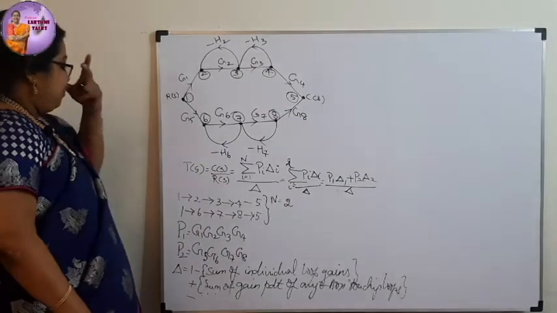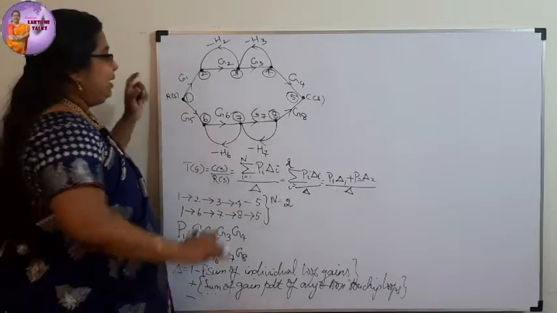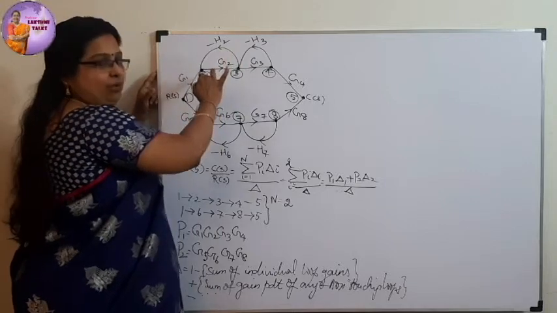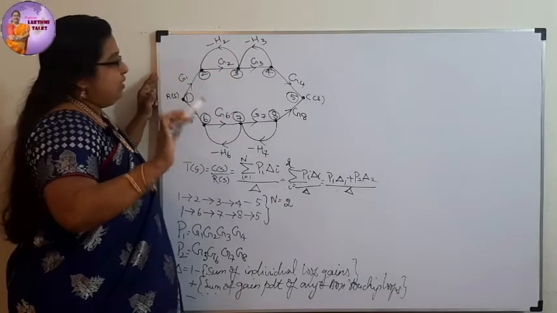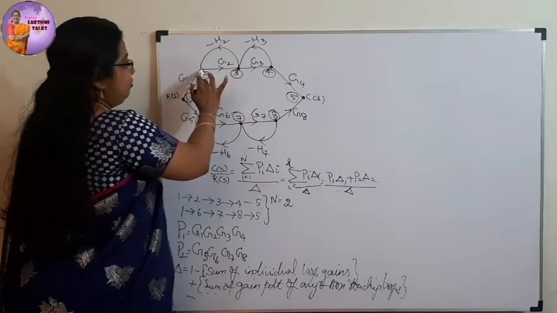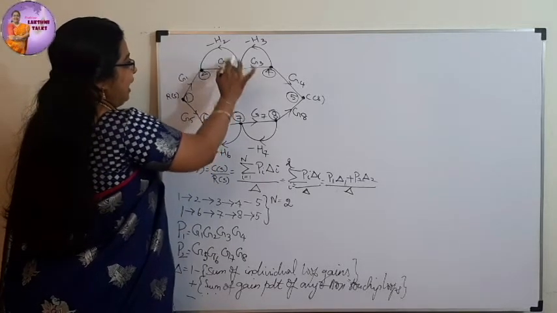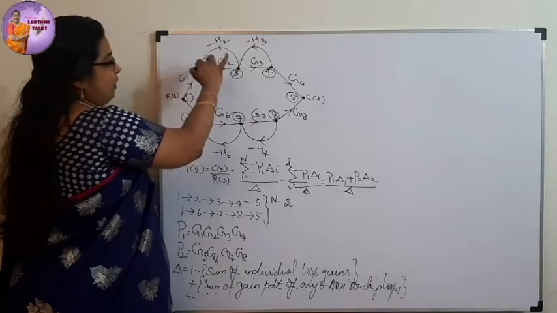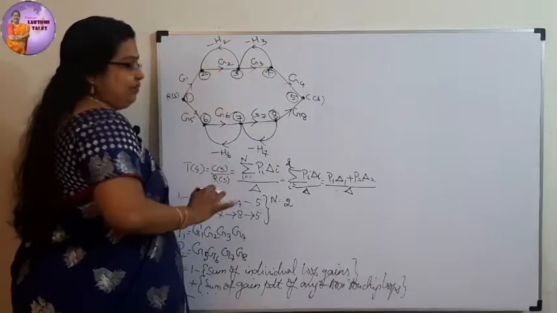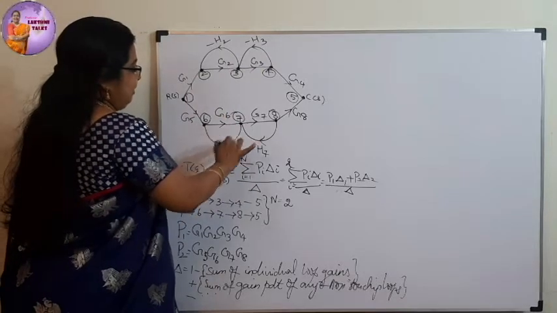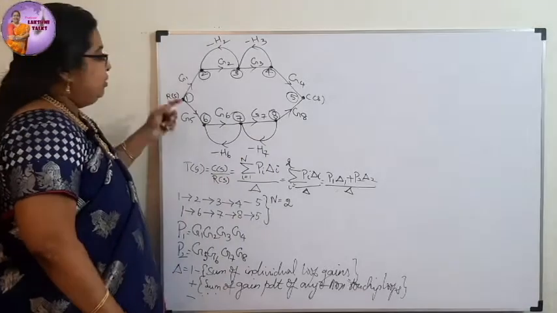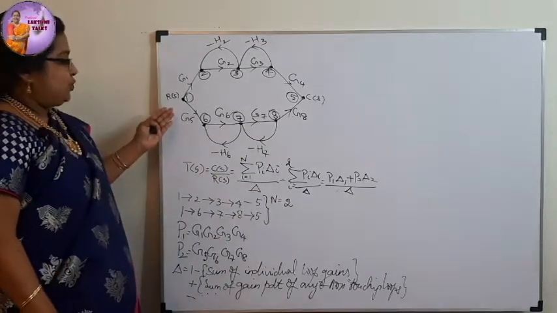Now we need to find out how many loops there are. What is a loop? Starting from one node and coming back to the same node without repeating any other nodes is a loop. Starting from 2, we go to 3 and then back to 2. So this is one loop. What is the other loop? 3 to 4 and back to 3. 6 to 7, back to 6, 7 to 8 and back to 7. So we have 4 loops.